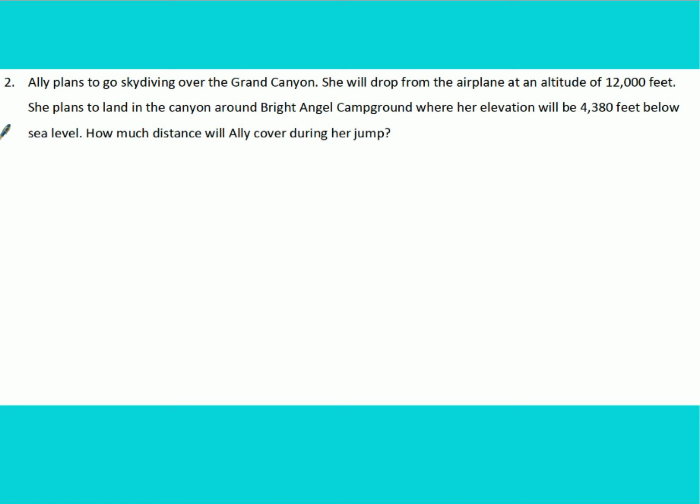Moving on to number 2, the question says that Allie plans to go skydiving over the Grand Canyon. She will drop from the airplane at an altitude of 12,000 feet. She plans to land in the canyon around Bright Angel Campground, where her elevation will be 4,380 feet below sea level. How much distance will Allie cover during her jump?